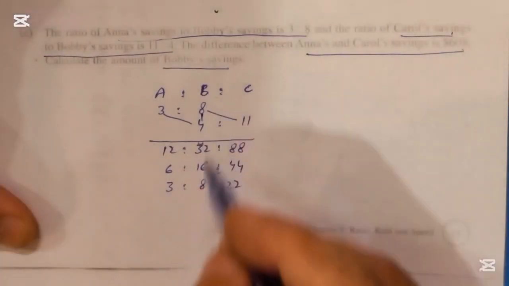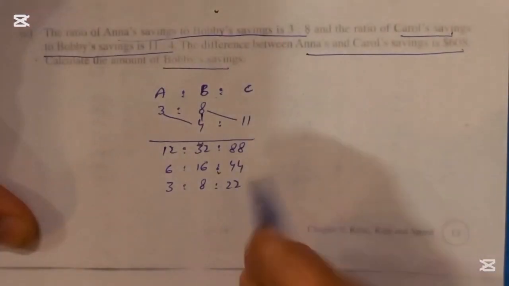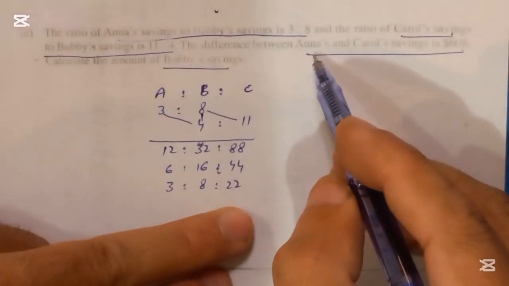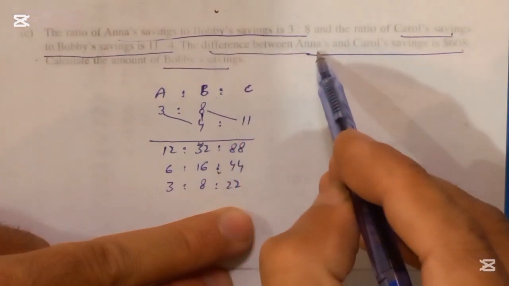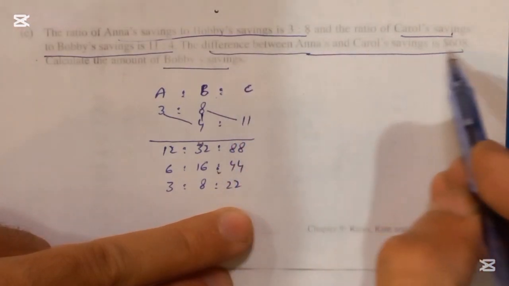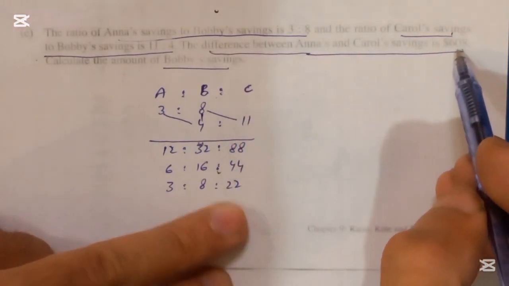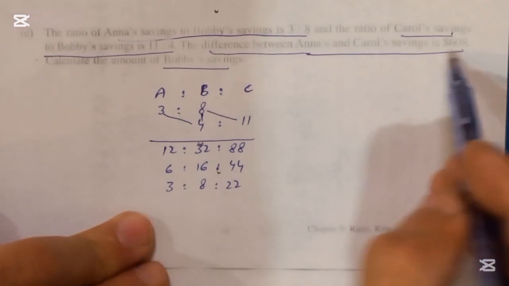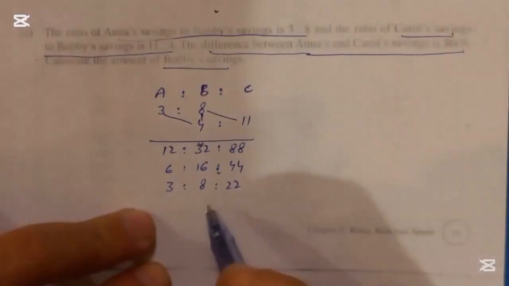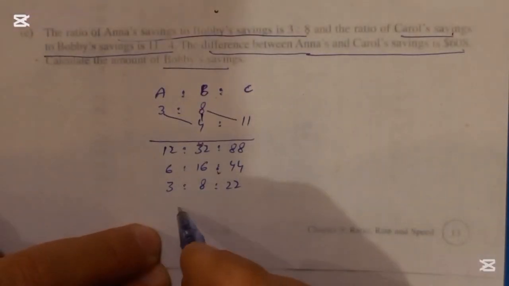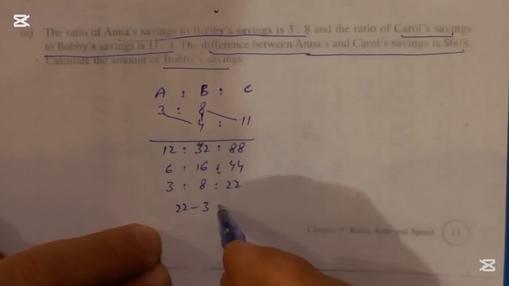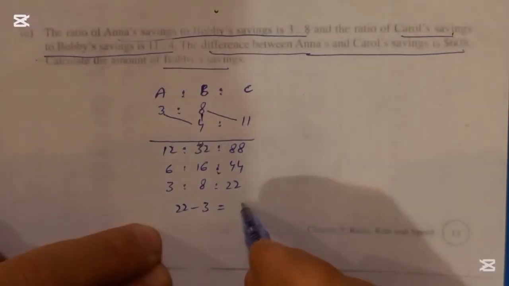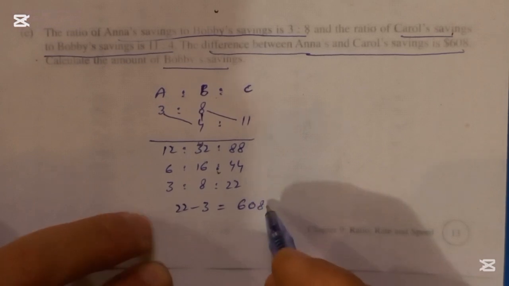Anna's ratio is 3, Bobby's ratio is 8, and Carol's ratio is 12. Now the point given is the difference between Anna and Carol's savings is 608. So we will solve it now. Anna's and Carol's difference from here is 12 minus 3, and that should be equal to 608.